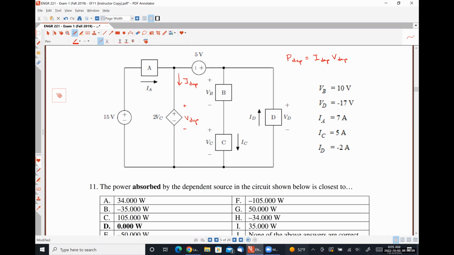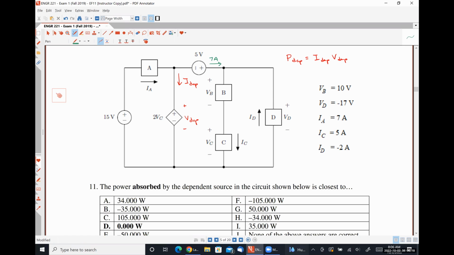Now, let's see what we have here. This current is going to be IC minus ID. So that would be 5 amps minus -2, which looks like positive 7 amps. We know that IA is positive 7 amps as well. So Kirchhoff's current law tells us that I dependent is 0. And from there, the power must be 0.